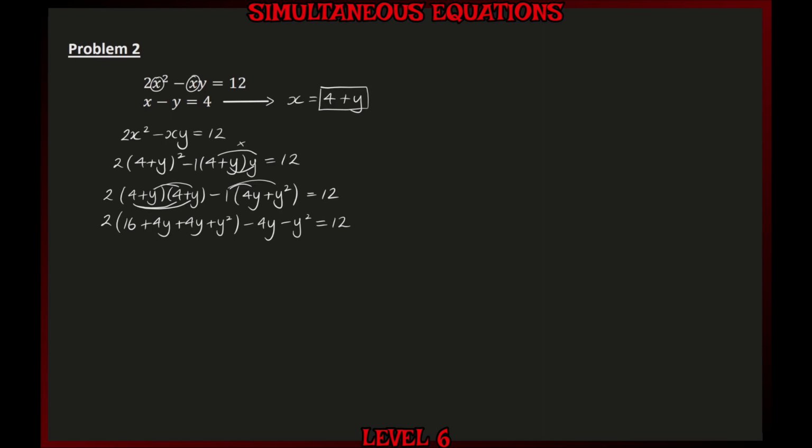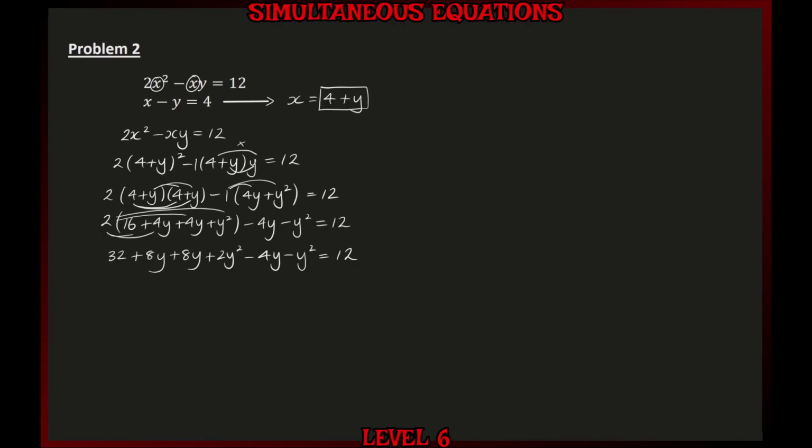We can now expand again, so we can multiply everything in the first bracket by 2. We could also simplify first, but I'm going to go straight ahead and multiply. So we have 2 times 16 is 32, 2 times 4y is plus 8y, 2 times 4y again is plus 8y, and 2 times y squared is plus 2y squared. And we still have a minus 4y, a minus y squared, and that's equal to 12.